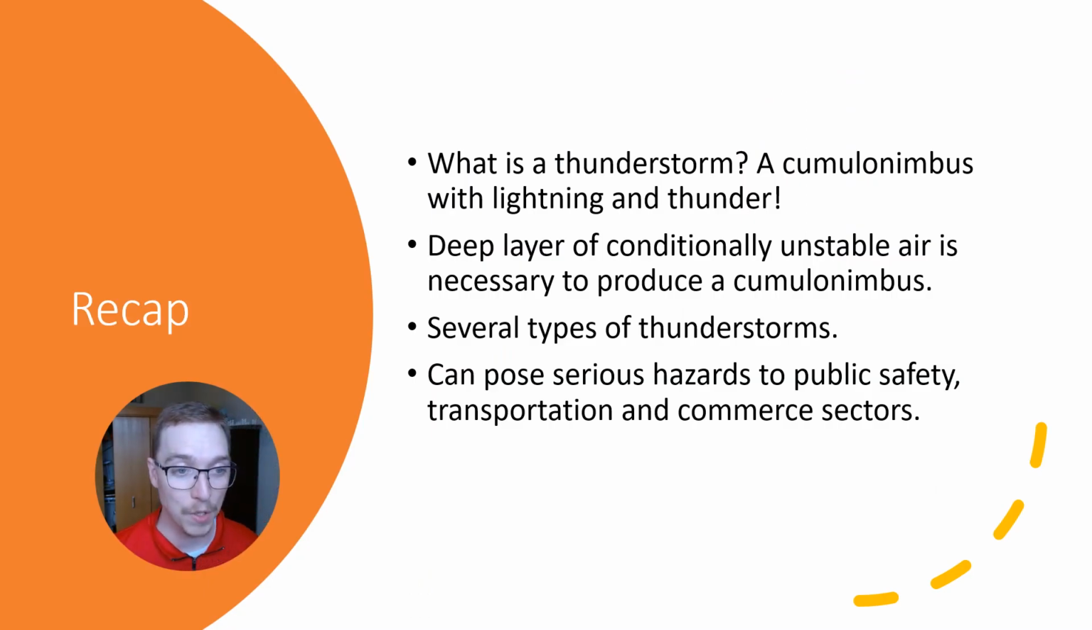That kind of touches on thunderstorms for us. What is a thunderstorm? It's a cumulonimbus cloud with lightning and thunder. It's generated from a deep layer of conditionally unstable air. There are several different types. We touched on what most of those were. And they can pose a pretty serious hazard to public safety, transportation, and commerce. In the next couple of lectures, like I said, we're going to talk about lightning and thunder and then tornadoes.